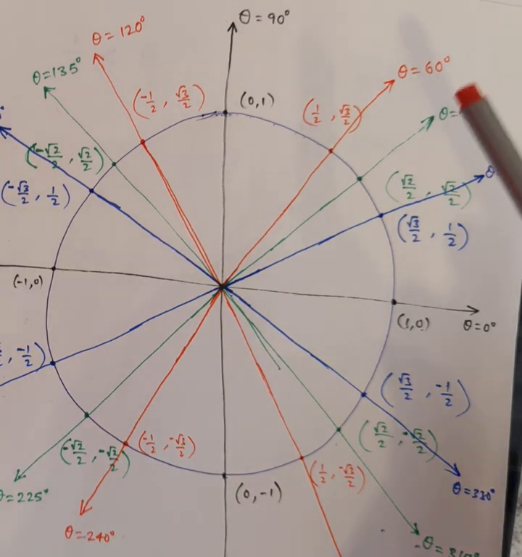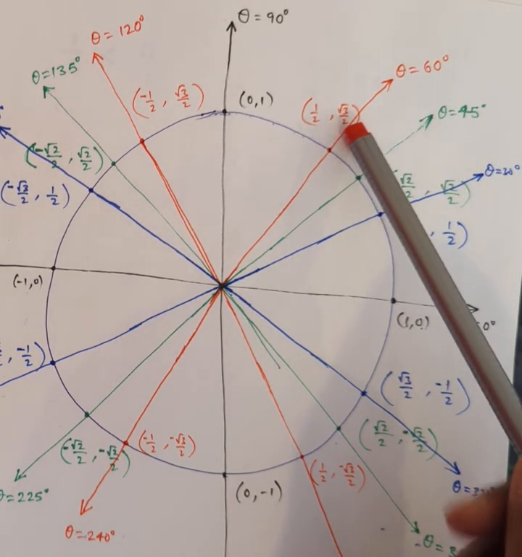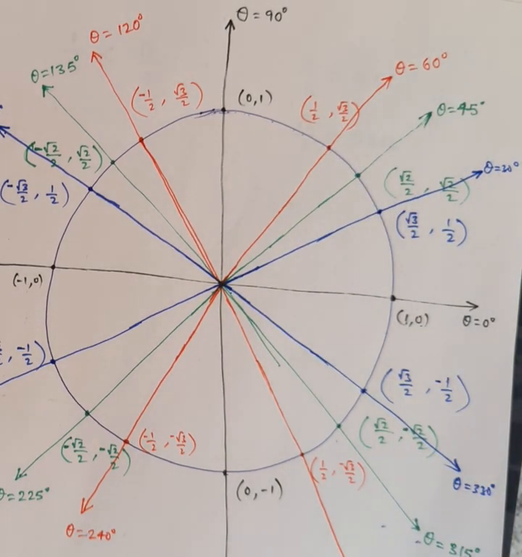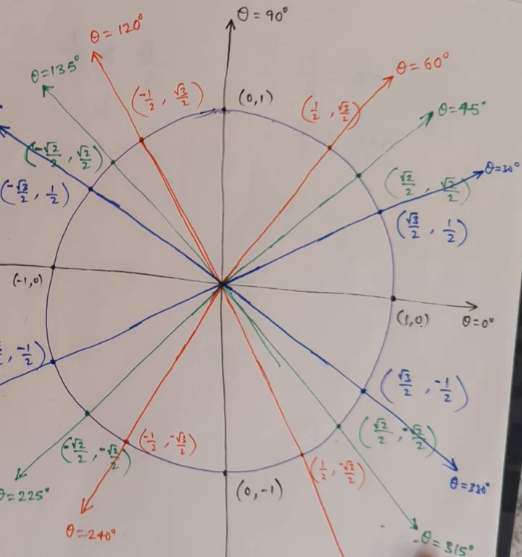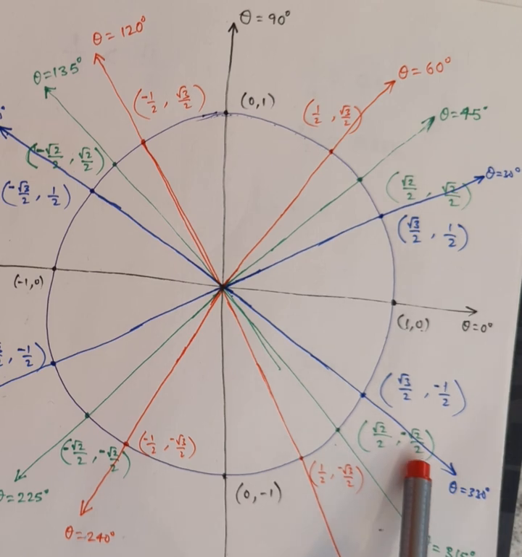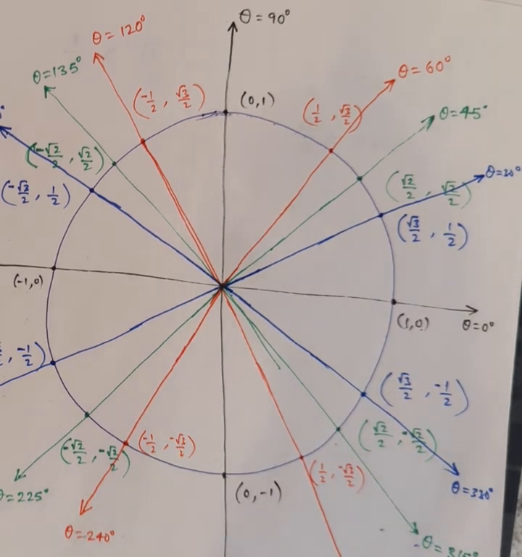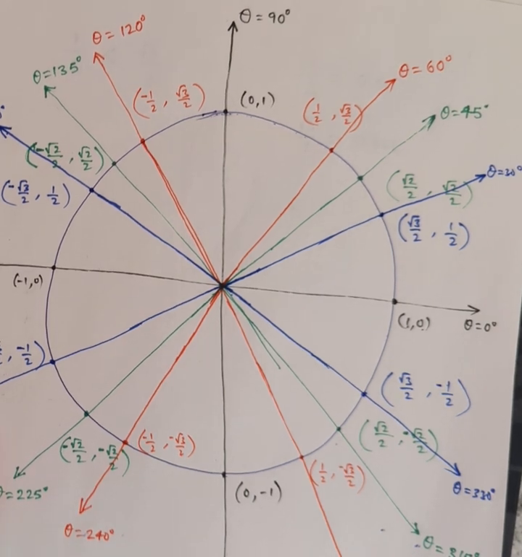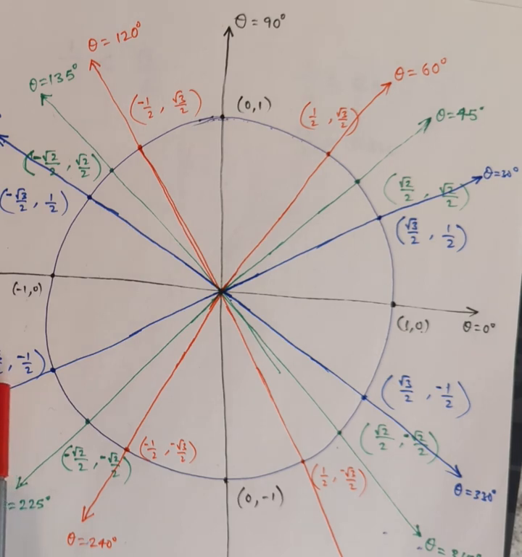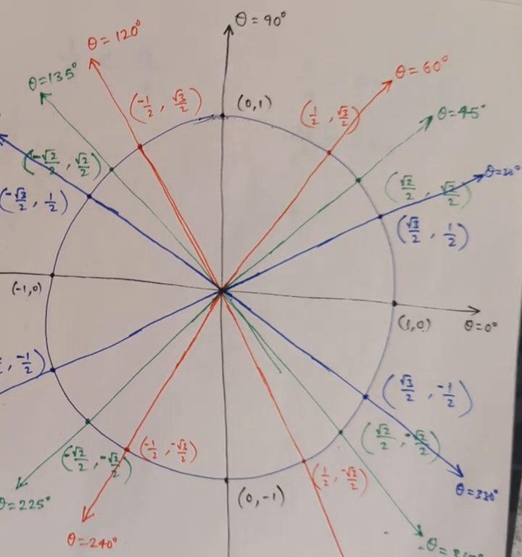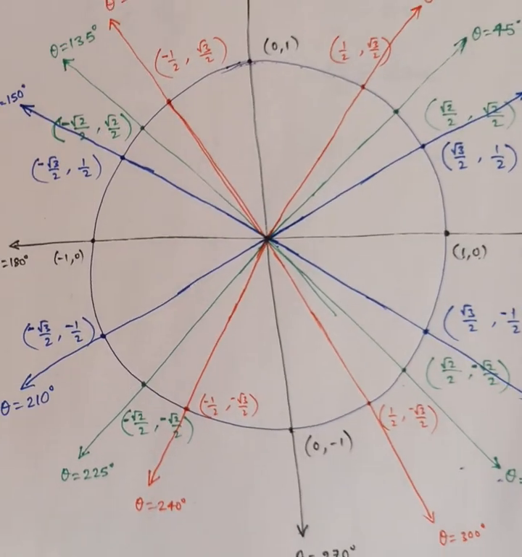So for example, what is sine 60 degrees? It's root 3 over 2 because the y coordinate is root 3 over 2. What about tan of 315 degrees? So this is green and 315 was in the middle. So it's negative root 2 over 2 divided by root 2 over 2. So that's negative 1. What about cosine of 210 degrees? For cosine, I will look at the x coordinate and so on.